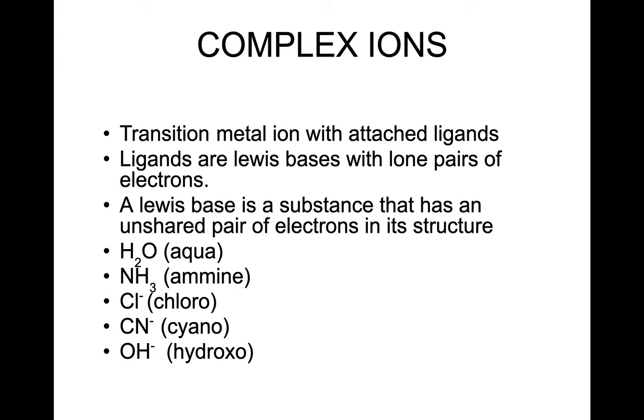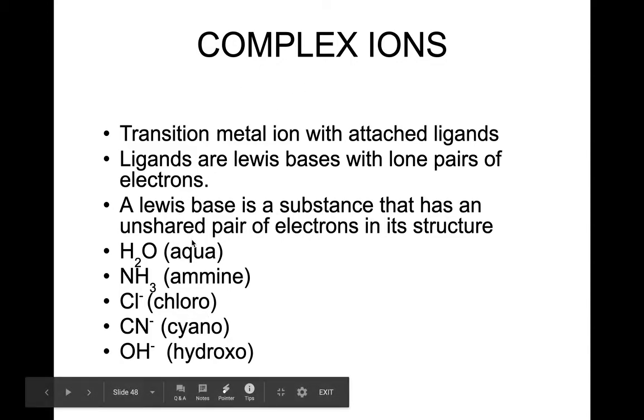We could also look at complex ions, which are transition metal ions with an attached ligand. And a ligand is a Lewis base with a lone pair of electrons. That's its definition. So a Lewis base is a substance that has an unshared pair of electrons in its structure. So if we've got a transition metal with an attached Lewis base, which we can identify because it has an unshared pair of electrons, we have what's called a complex ion.